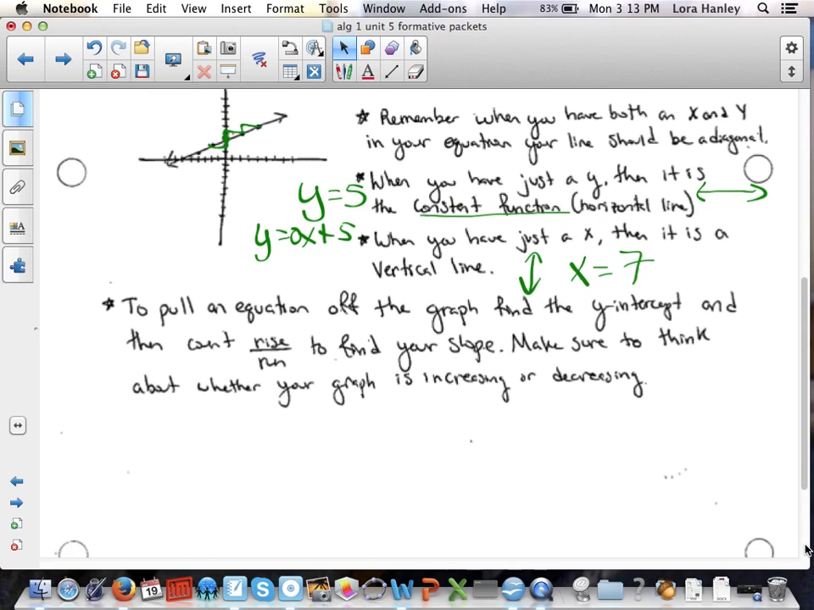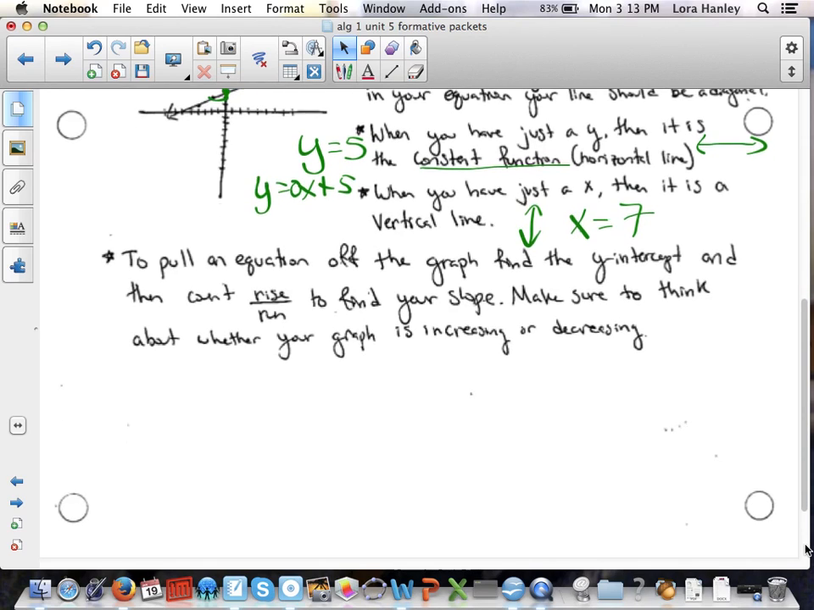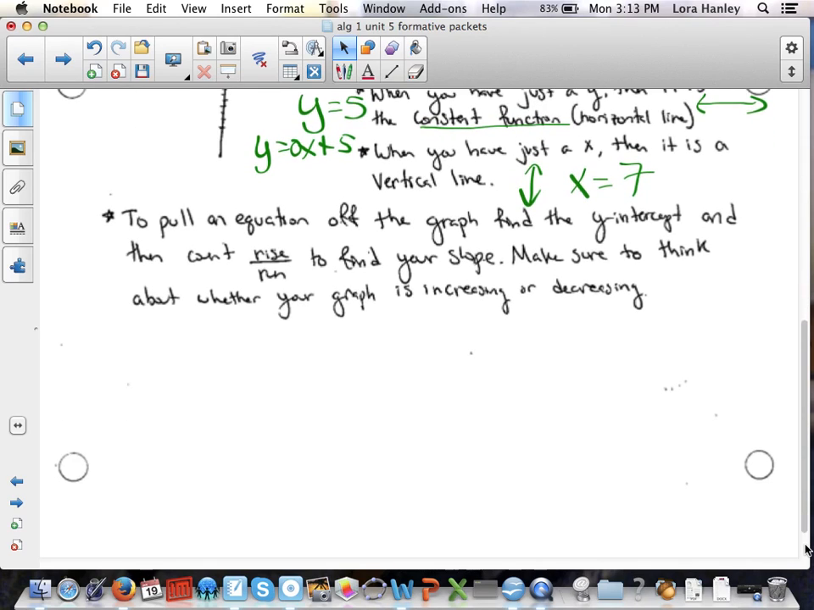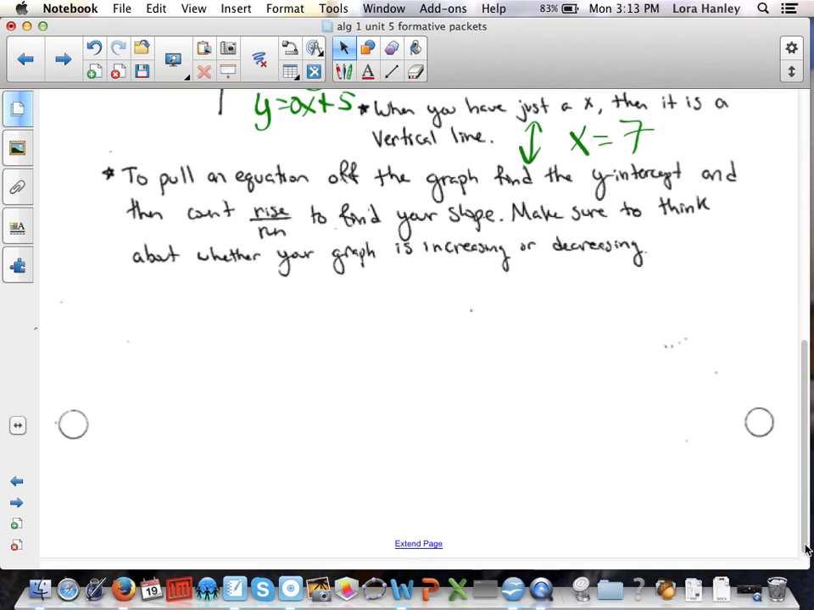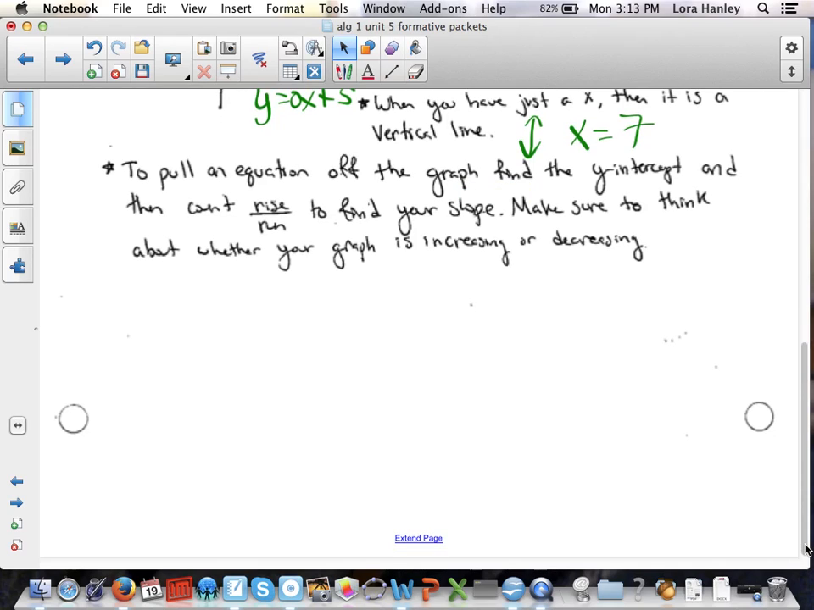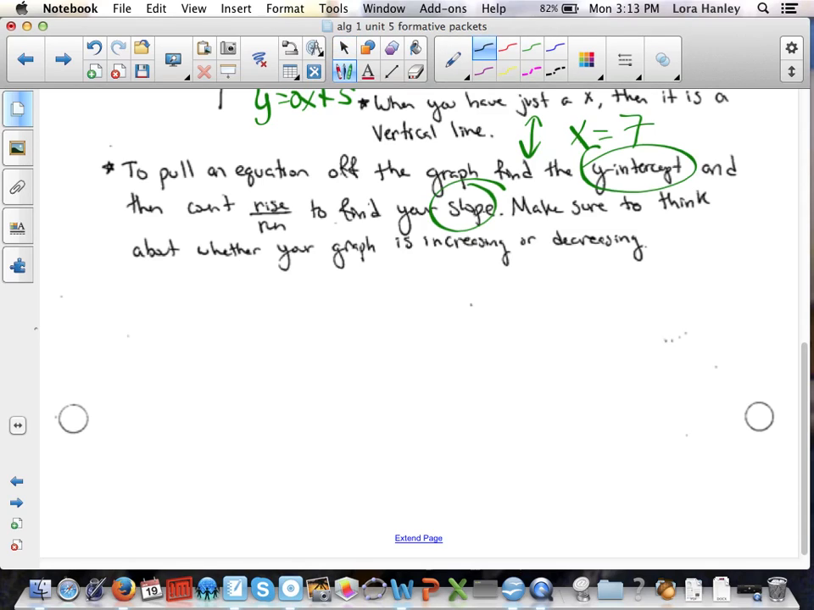Finally, there are 2 things that we must have in order to create the equation of a line from a graph. And if we're thinking slope-intercept form, those 2 things are going to be a slope and a y-intercept. Always, always need a slope and a y-intercept. And if you can find those two things, you will be all set to fill in your equation. How do we find slope?